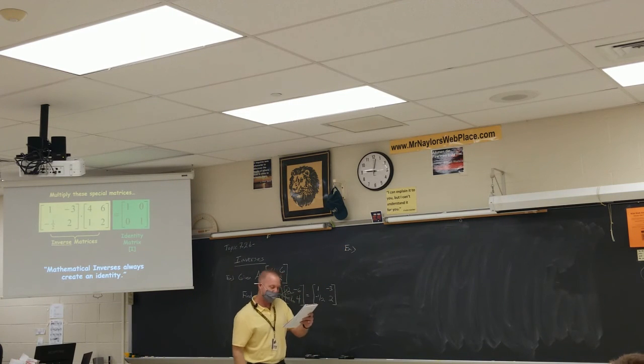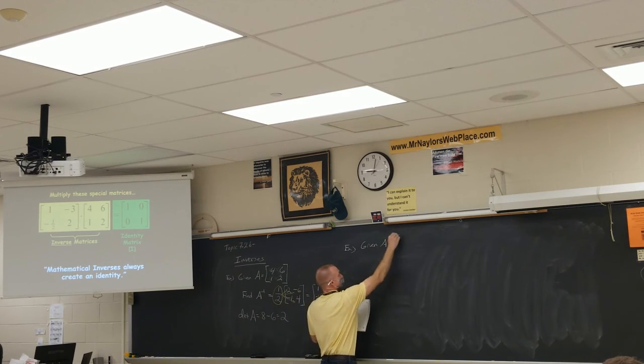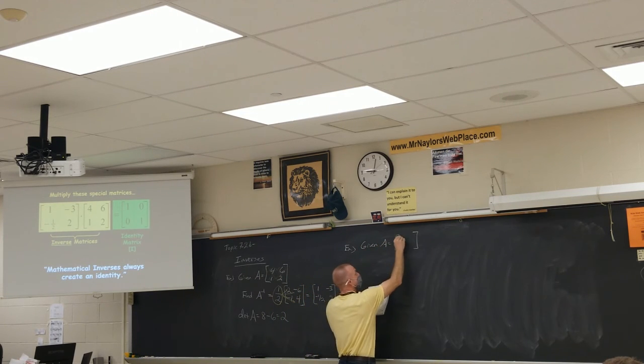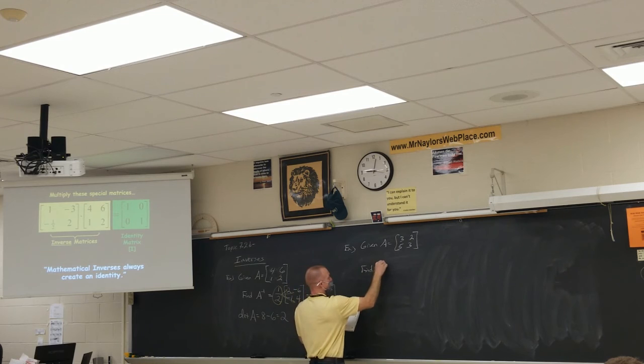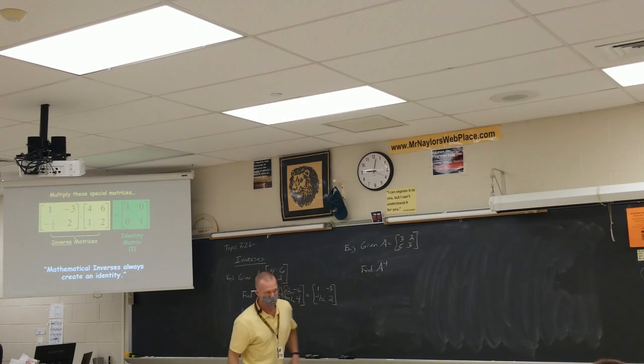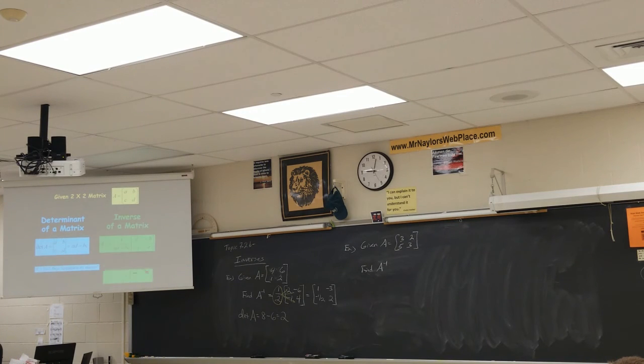Try a new one. Try one that we don't, so to speak, know the answer. So here's A. I'll give you A: 3, 2, 5, 3, and see if you can find A inverse. Remember, there's two parts to this rule. You get a fraction out front, and then you do a little switcheroo.